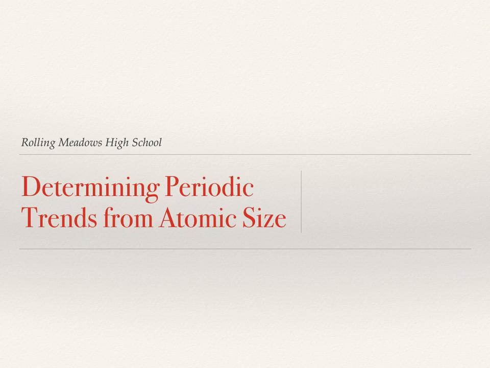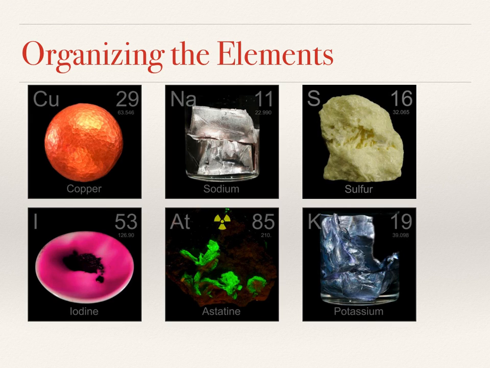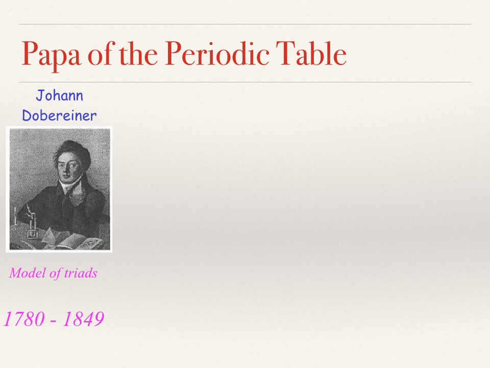What I want to do is go through the periodic table, look at some periodic trends and how we can derive them from atomic size or atomic radius. So first, I want to go through a little bit about the structure of the periodic table and how it came to be, and look at some of the scientists that were trying to solve this puzzle.